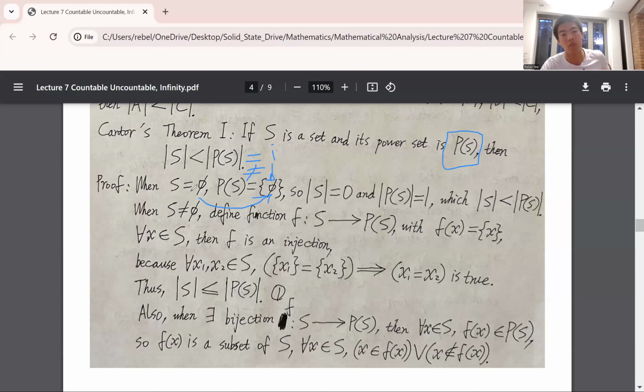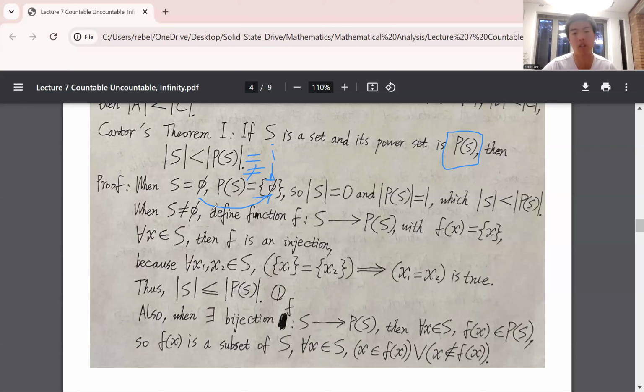Why? Because there's no element, so the function can be any function, and there must exist one injection function. It's just that we cannot take any element from the empty set to this set. So we can prove there's an injection but not a bijection.